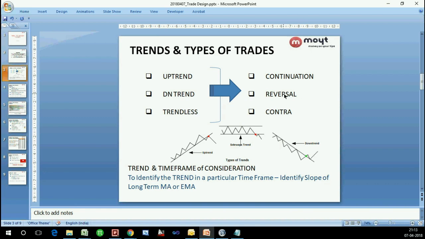It may sound the same and may be confusing, but the reversal trade is when the main trend has reversed, right? In the contra trade, we are betting against the main trend for the only sake that the price has moved too far and some pullback or retracement is expected, right? So there is a difference between reversal and contra bets.